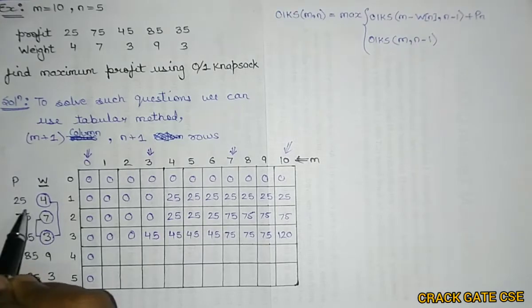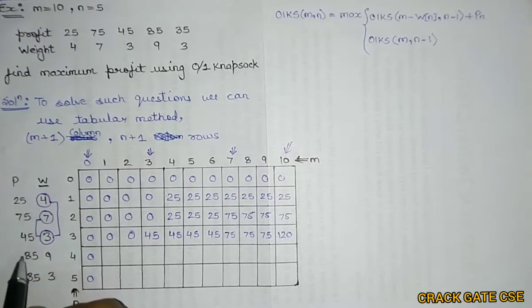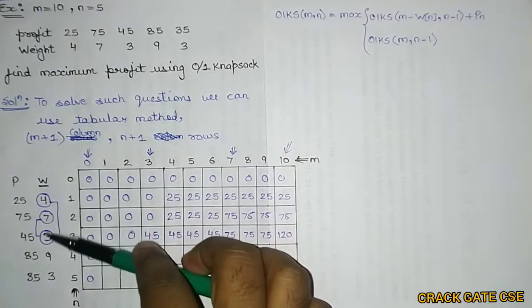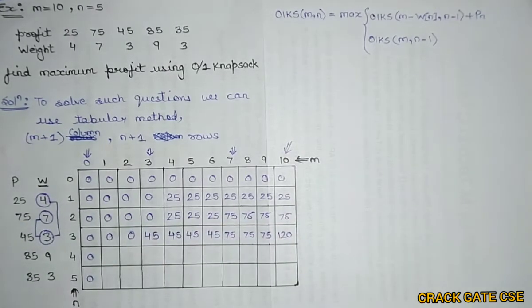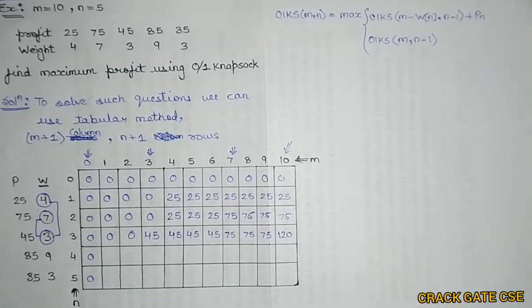Similarly, now if you want to take all these three objects together, whether it will be possible? See, if you sum the weight, that means 7 plus 3 plus 4 is nothing but 14, but we do not have the bag capacity as 14. That means it is not allowed, it is not feasible.